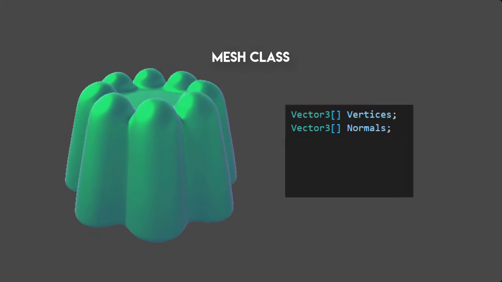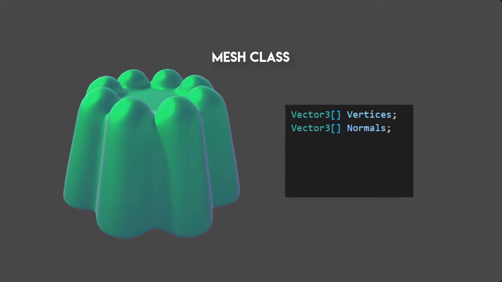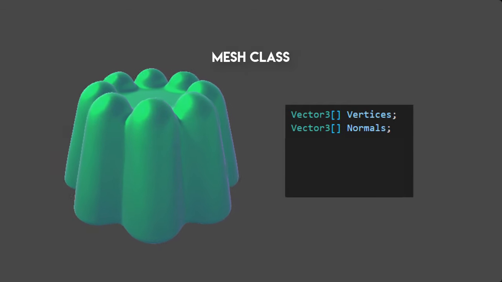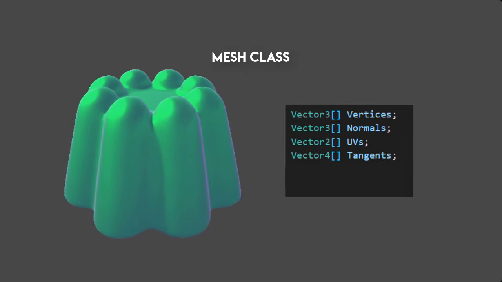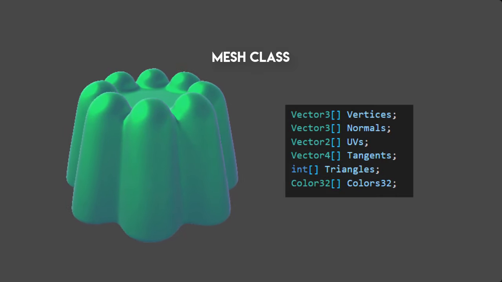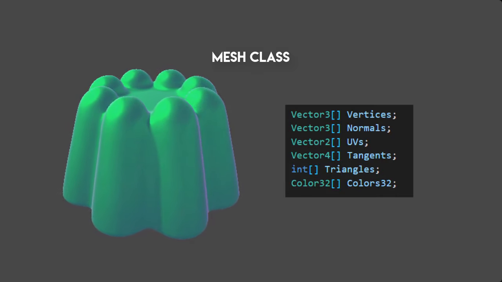Vertices and normals are saved in the mesh class as arrays of Vector3. The mesh class also holds UVs, tangents, triangles, and colors, but let's discuss those one by one.